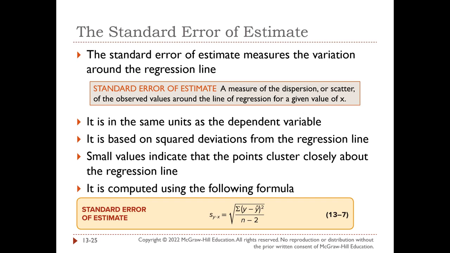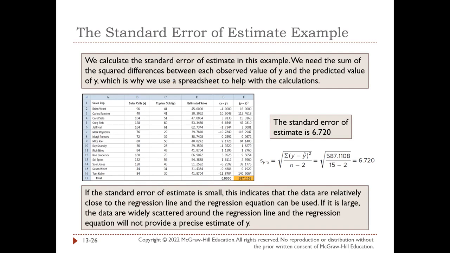So this is going to be the same concept that we have seen in the standard deviation all the way back in chapter 3. So it's going to bring a lot of memories back. We hope. So we calculate the standard error of estimate in this example. We need the sum of the squared differences between each observed value of y and the predicted value of y, which is why we use a spreadsheet to help with the calculations. Yeah, them showing off Excel again.